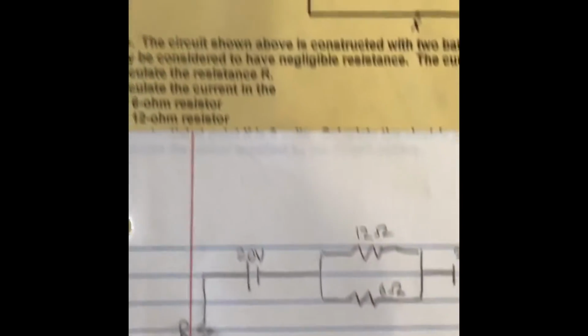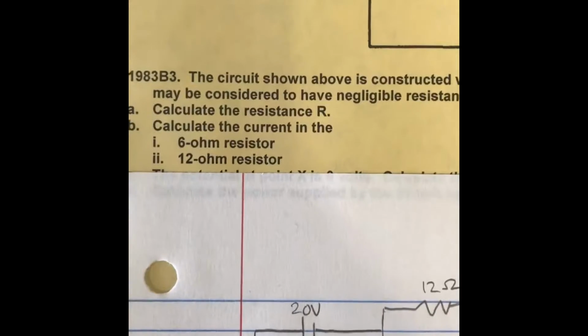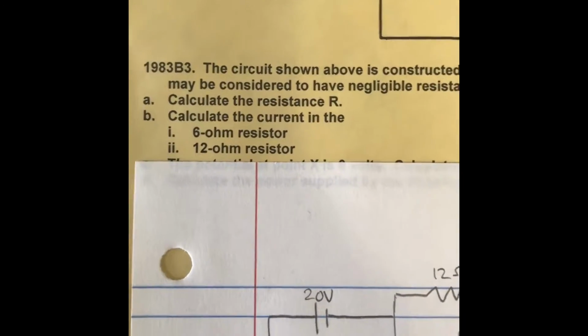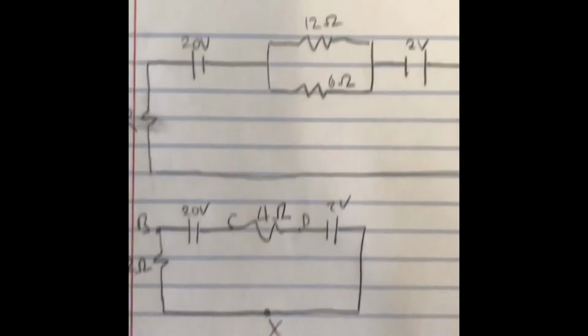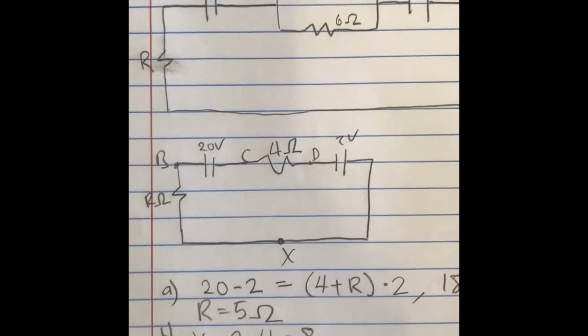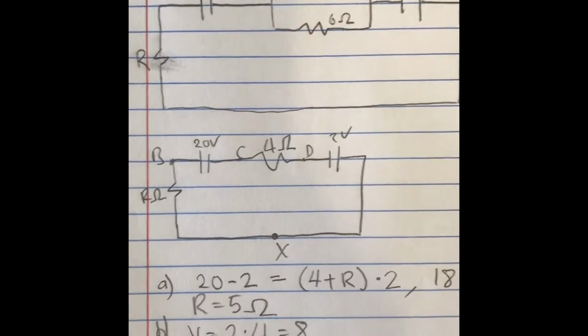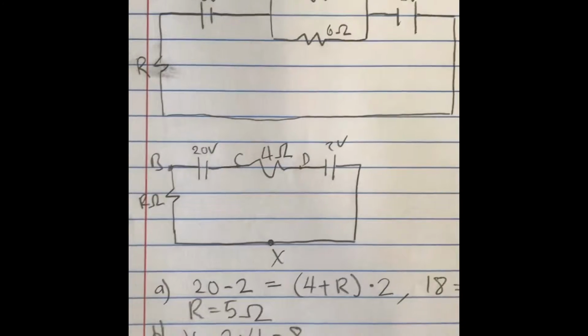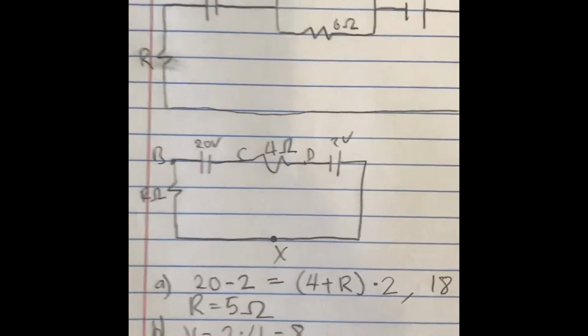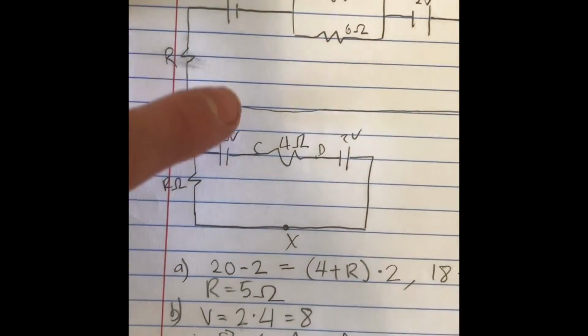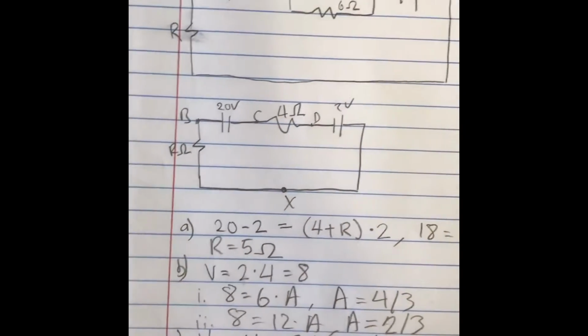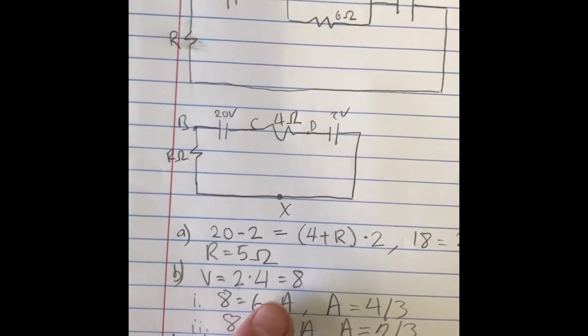Then for part B, calculate the current in the 6 ohm resistor and the 12 ohm resistor. The voltage is given by IR. We know our current is 2 amps and our R is 4 ohms, so we have 2 times 4 to give us 8 volts.